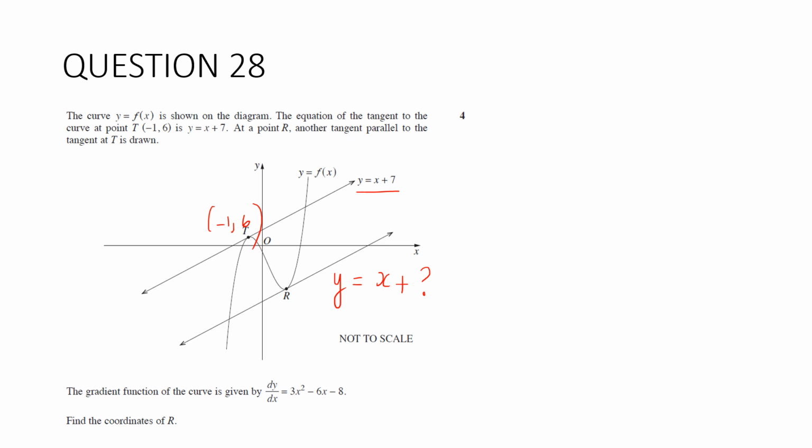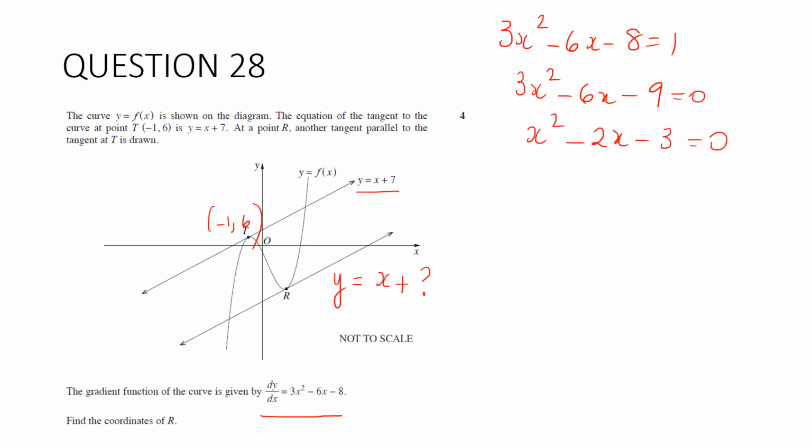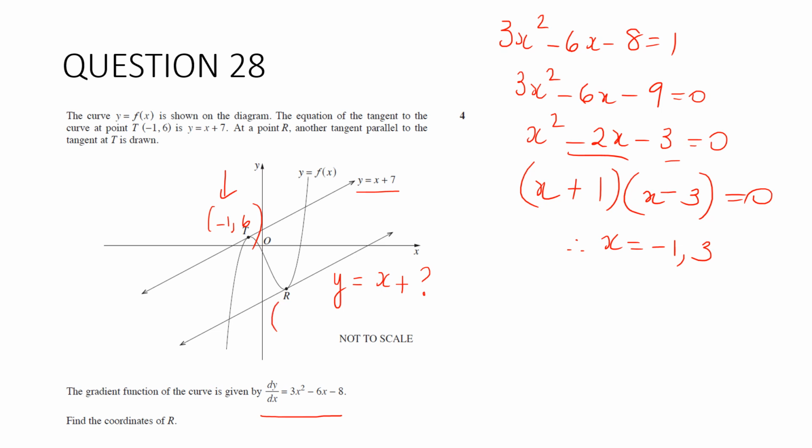Now we know the gradient function will give us the gradient of all of the tangents at the point x. And we know the gradient of both these tangents is 1. So we're going to solve 3x squared minus 6x minus 8 is equal to 1. So 3x squared minus 6x minus 9 is equal to 0. Divide everything by 3. x squared minus 2x minus 3 is equal to 0. Factorise. The factors of 3 are 3 and 1. I want the bigger one to be negative, and therefore x is equal to negative 1 or 3, and we knew the negative 1. So R has x coordinate 3.